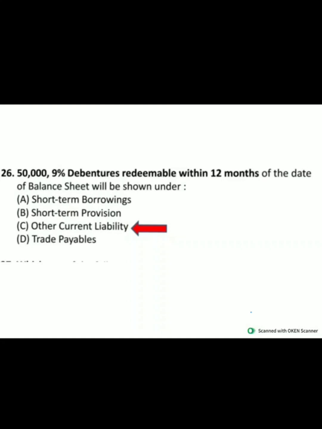50,000 9% debenture redeemable within 12 months of the date of balance sheet will be shown under current liability. If any debentures are redeemable within this year or within 12 months, then that liability is a short-term liability. Especially it is shown under the head of other current liability.